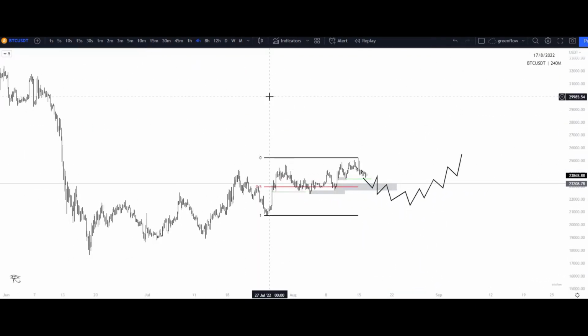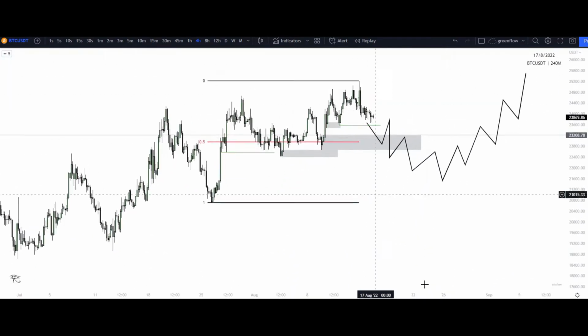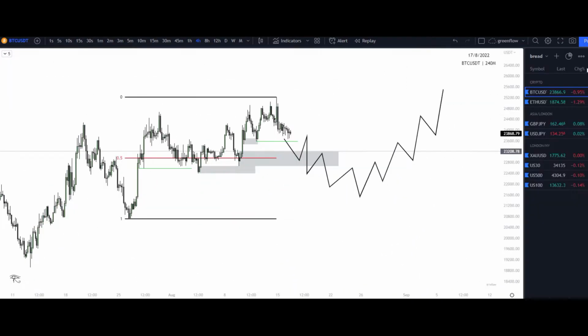But right now, it's still bullish to me until I'm proven wrong. And we'll talk about the disproval theory as well. But let's go ahead and jump into ETH as well real quick.